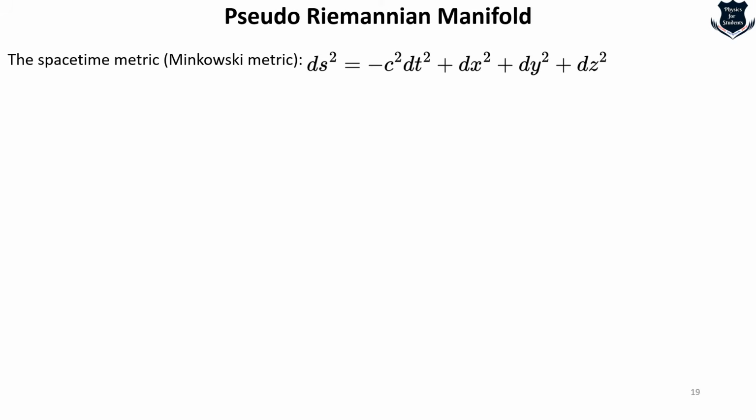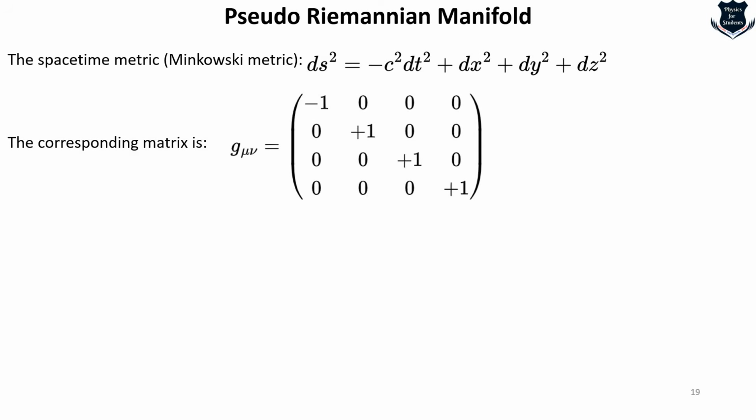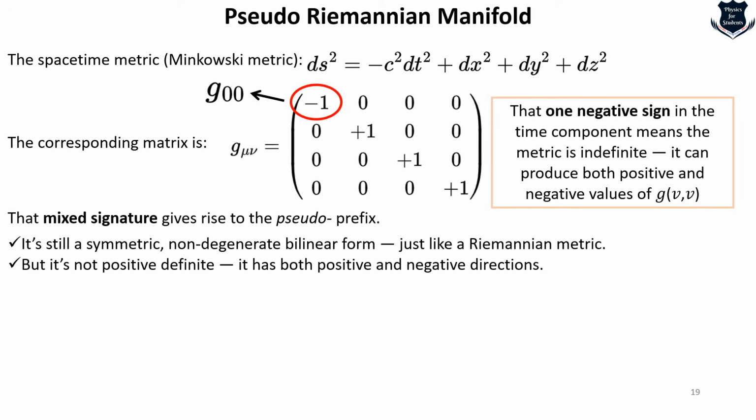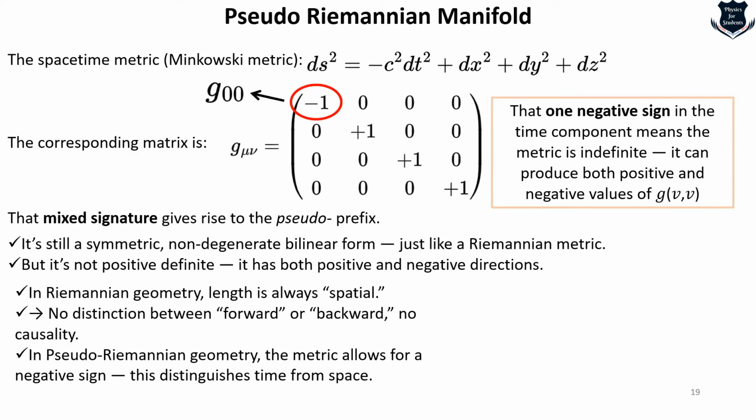Now if you look at the spacetime Minkowski metric, which looks like this, and if I take the natural unit c equals 1, we get this. So the corresponding matrix is this one. Here, if I take the time component g00, that one negative sign, g00 = -1, means that the metric is indefinite. So it can produce both positive and negative values, and hence it is called pseudo. Remember that it is still symmetric, non-degenerate and bilinear, but it is not positive definite. It has both positive and negative directions.